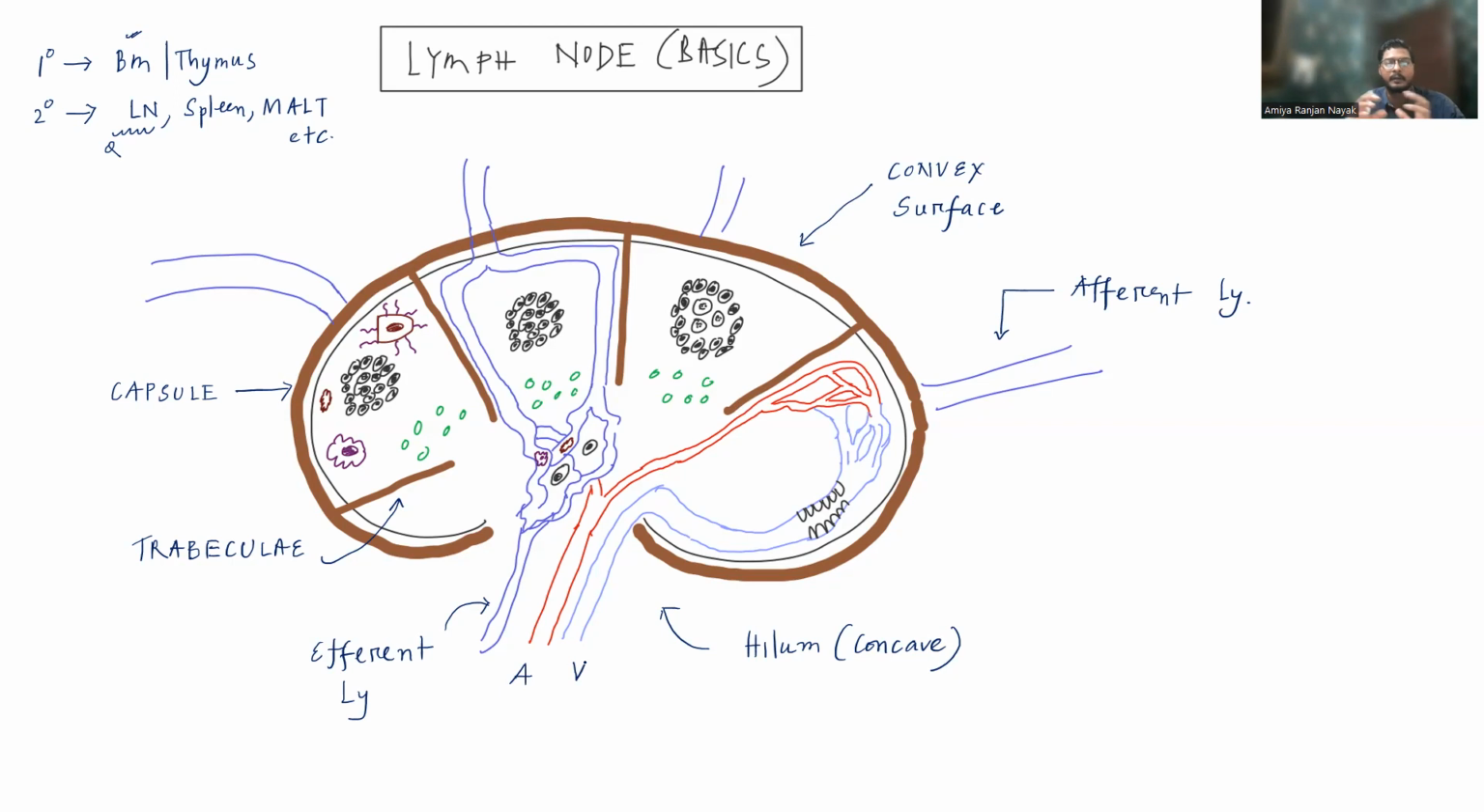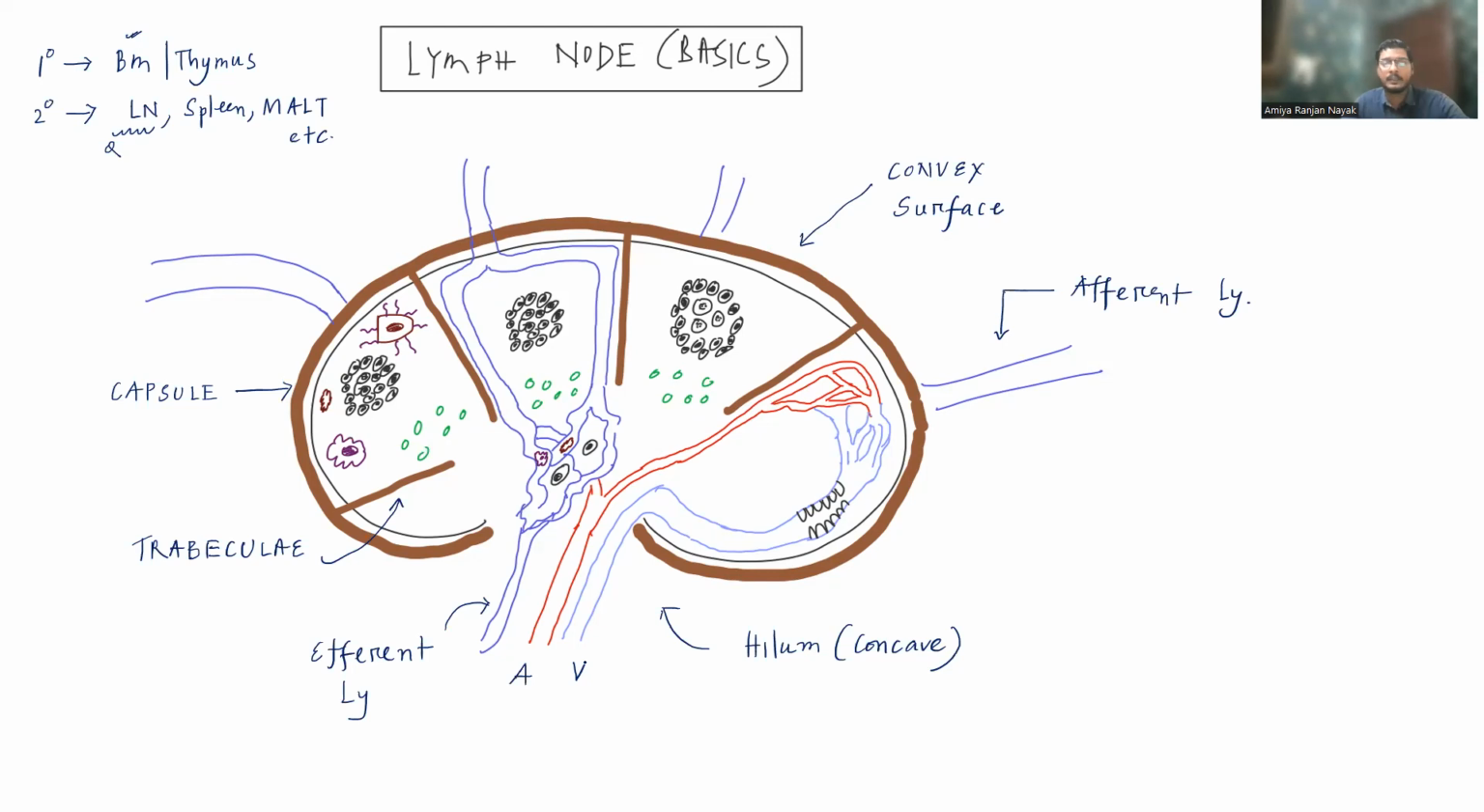So the lymph node is covered by a capsule, which throws multiple projections into the lymph node architecture, known as the trabeculae. Lymph nodes have a convex surface, which contains the afferent lymphatics, and a concave surface, known as the hilum, which contains the efferent lymphatics, arteries, and the veins.